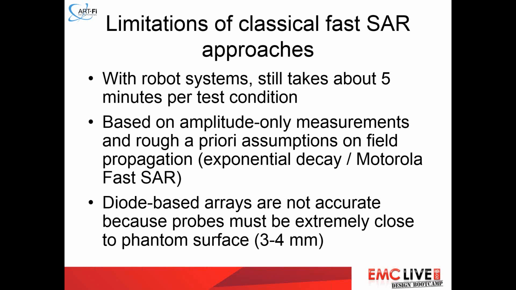Diode-based arrays are not accurate systems, mostly because the probes in diode-based array systems are not that sensitive, and they have to be very close to the phantom surface in order to ensure that the application of the Motorola FastSAR algorithm, or other kinds of approximations like that, gives a reliable result. So usually those systems use an array which is within 3 or 4 millimeters of the phantom surface. And because of this, the array couples with the device under test and will change the behavior of the device under test.